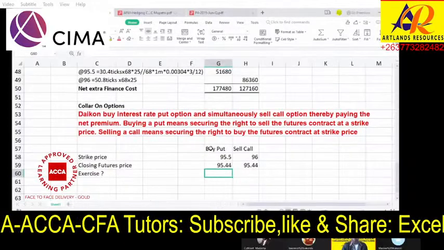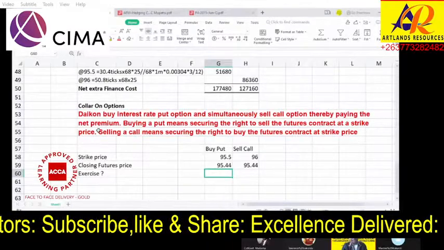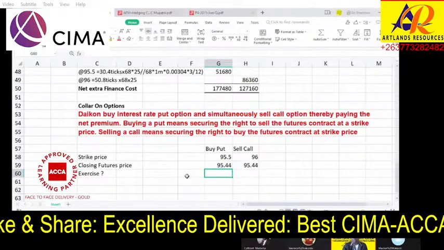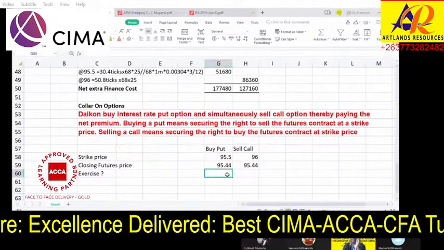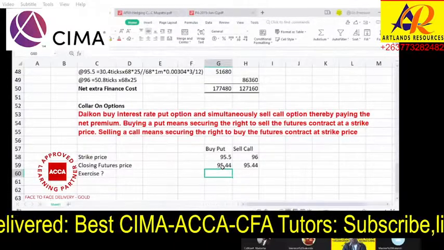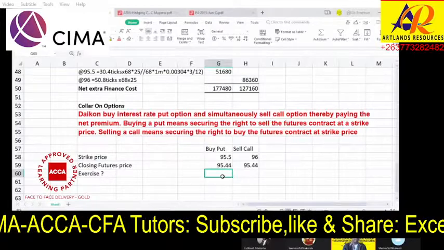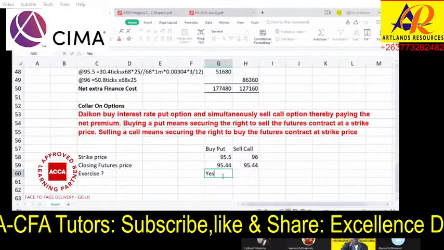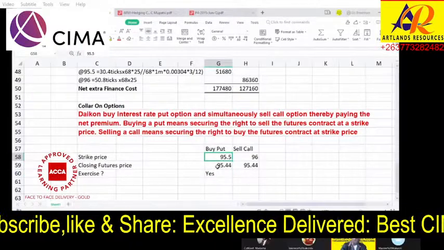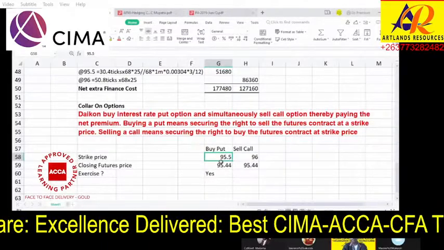I am saying buying a put means securing the right to sell the futures contract at a strike price. So it is from this that I choose whether to exercise. Can I sell the futures contract at 95.44, or can I sell at 95.5? Clearly, I sell at 95.5. So this I exercise. Yes. Because 95.5 is high. That's what it means by buying a put: I am securing the right to sell the futures at a higher strike price.